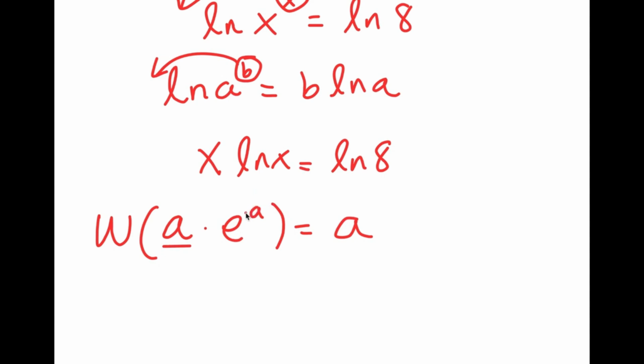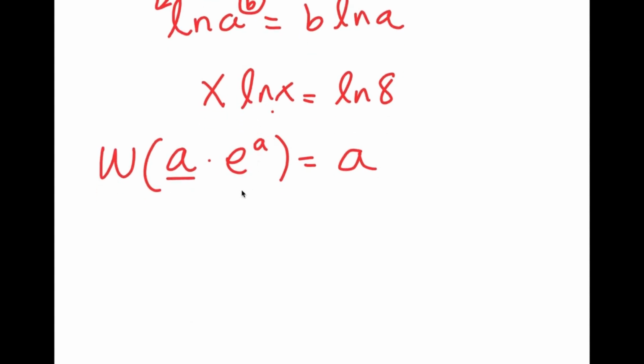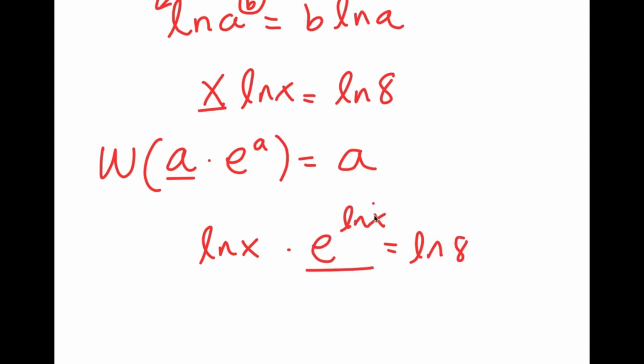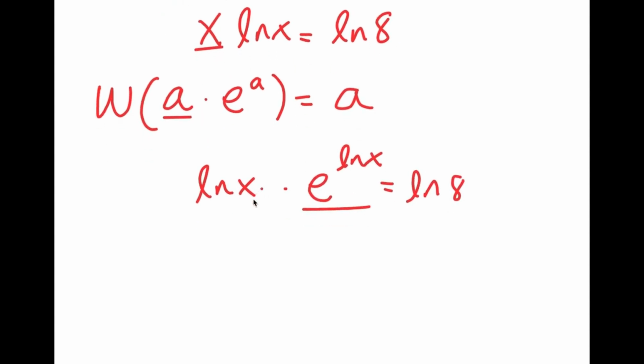So in this case, I'm going to rewrite this as ln x times e to the power of ln x is equal to ln 8, because x is the same thing as e to the power of ln x. So now I can use this formula. So I'm going to take the W on both sides.